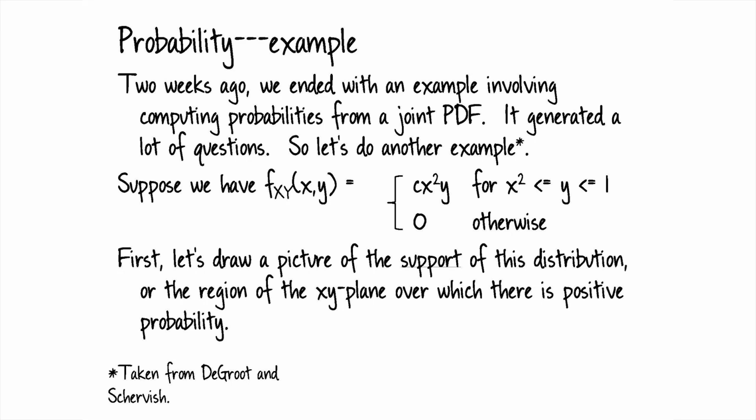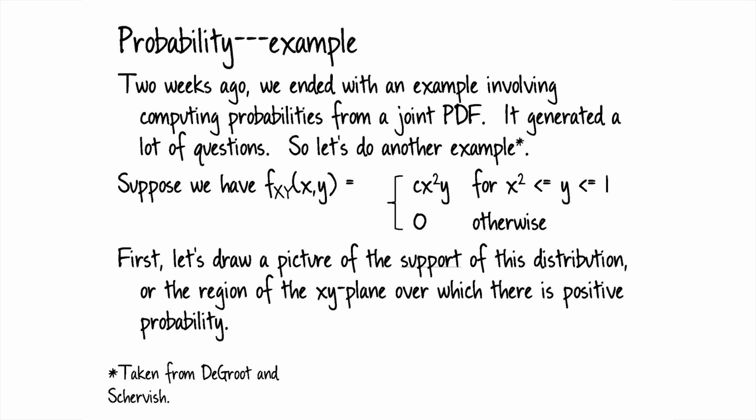Well, before we do any kind of calculations, let's first draw a picture of the support of this distribution. What is the support of a distribution? Well, it's the region of the xy plane over which there is positive probability. So just as a first step, let's make sure we understand what the support is. And how do we get from the specification of the joint distribution that I've given you here, how do we get the support? Where do we look for information on the support?